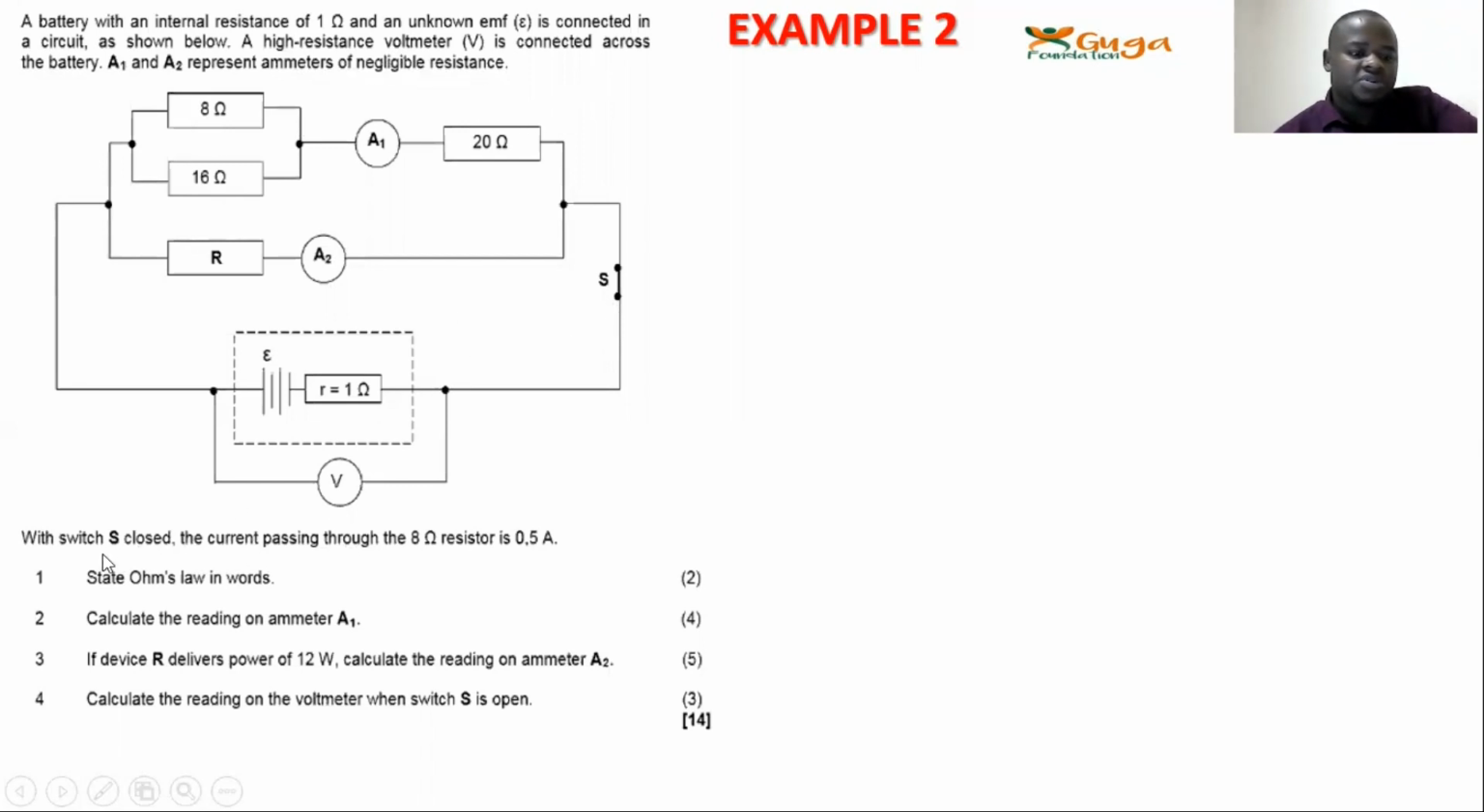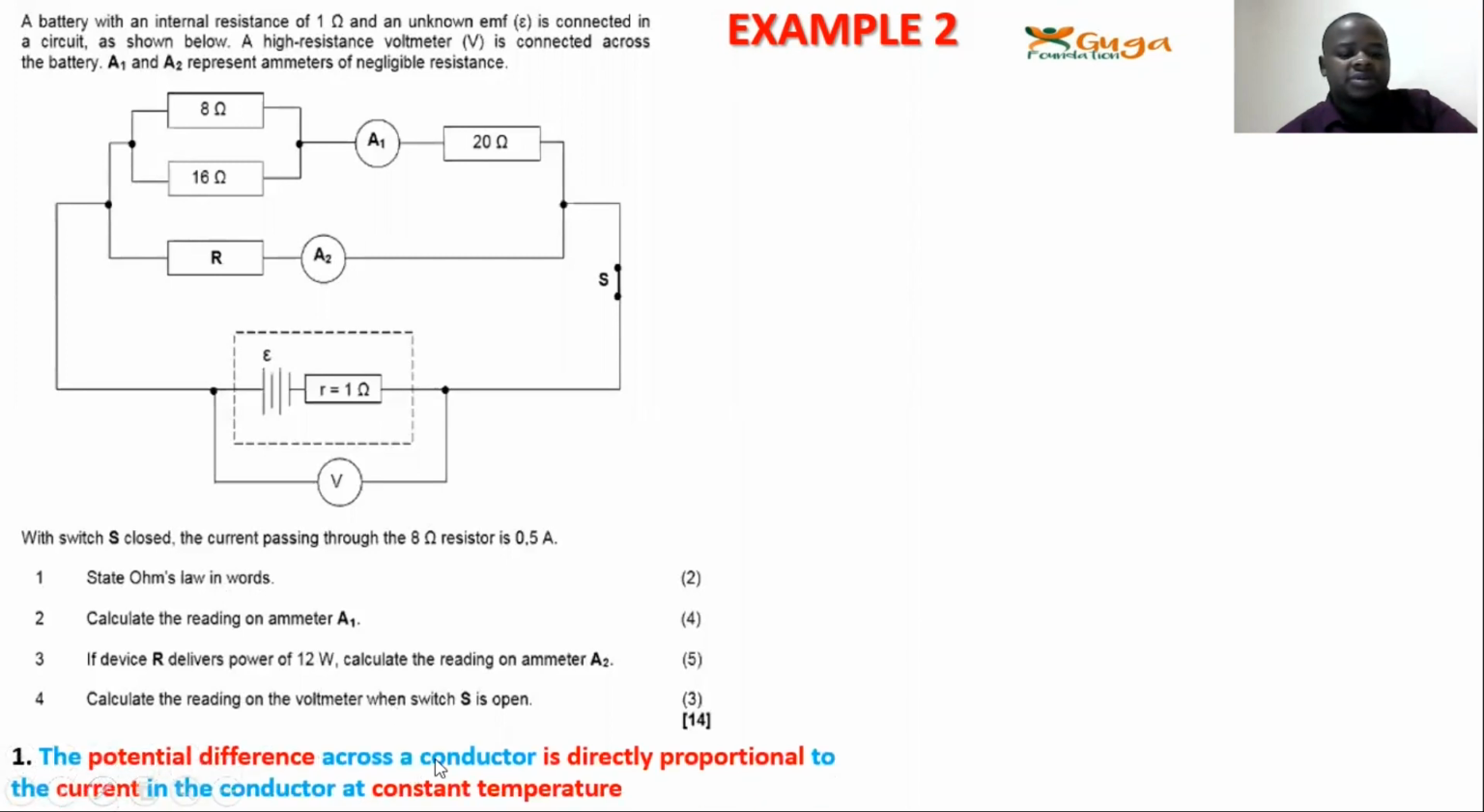Now, with switch S closed, the current passing through the 8 ohm resistor is 0.5 amps. First, state Ohm's law. Ohm's law says the potential difference across a conductor is directly proportional to the current in the conductor at a constant temperature. Okay, that was number 1.